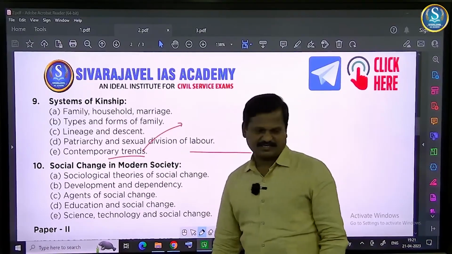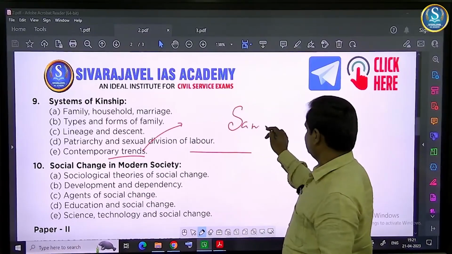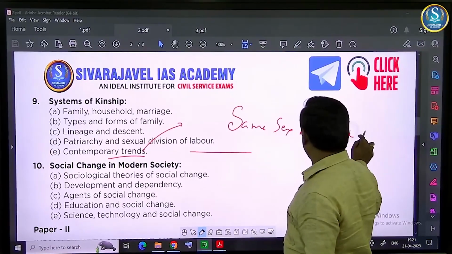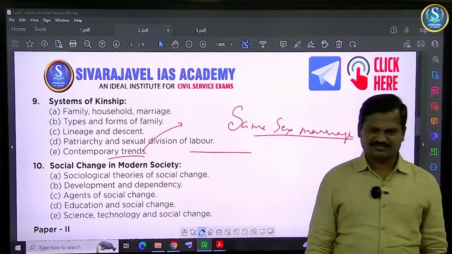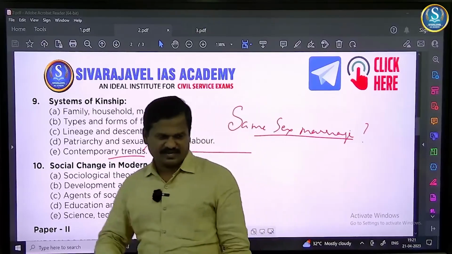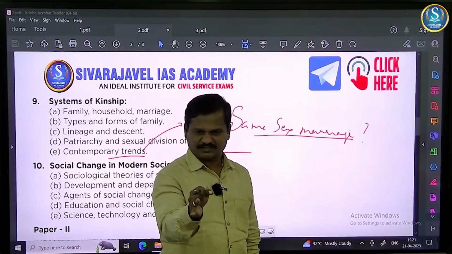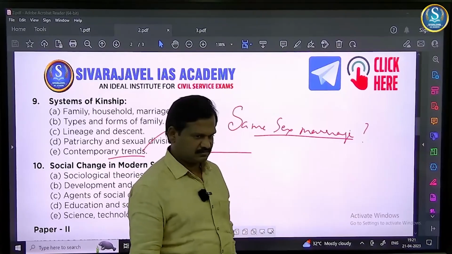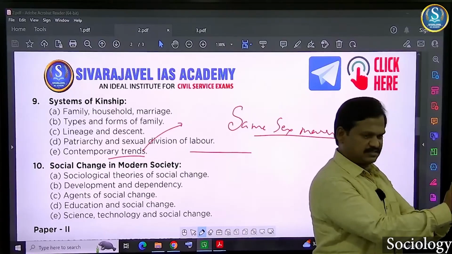Today, the Supreme Court of India is discussing same-sex marriages. Is it going to threaten the institution called family? Yes or no? Same-sex marriage is going to challenge the traditional concept of marriage. What is the traditional concept of marriage? A man marries a woman. Marriage is a union between two opposite sexes.